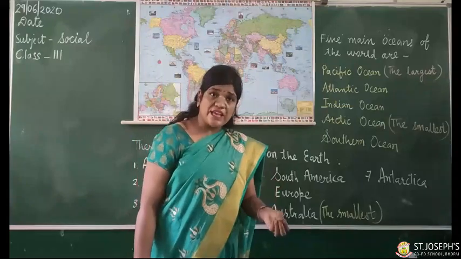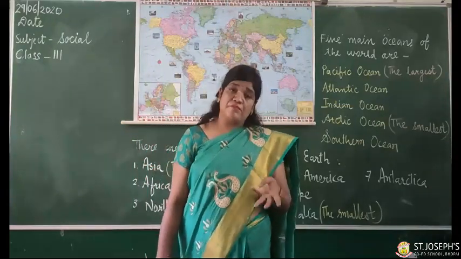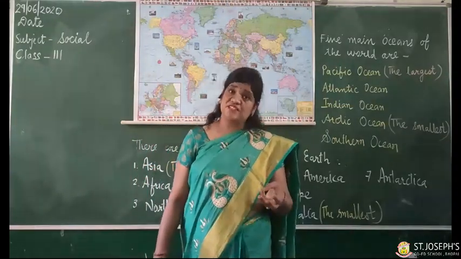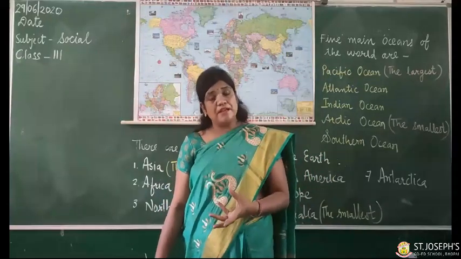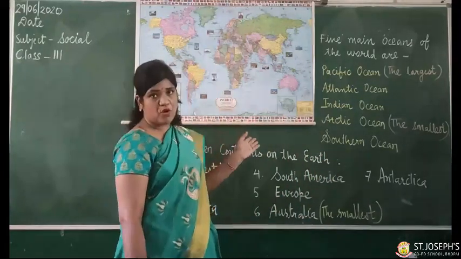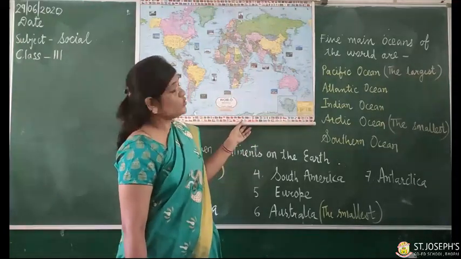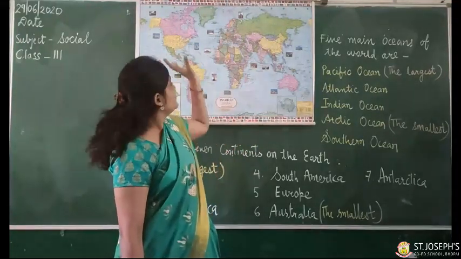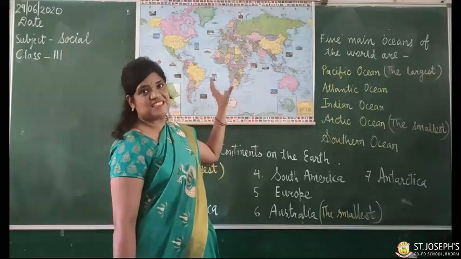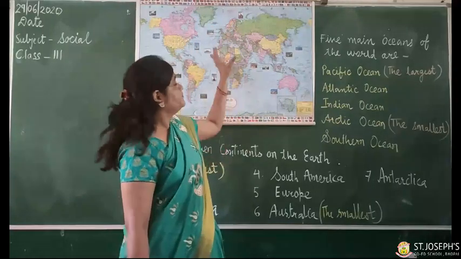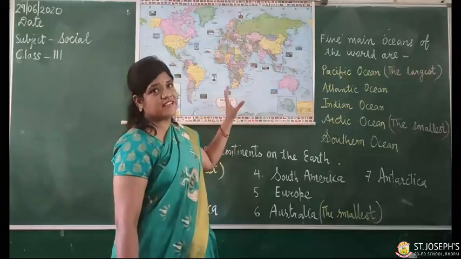In this chapter, we have read about the globe, about wall maps, about world maps, and what is the difference between a wall map and a world map. A wall map is a map which we can hang on the wall. A world map can also be hung on the wall, and in a world map you can see the whole earth at a time. That is the difference, okay?